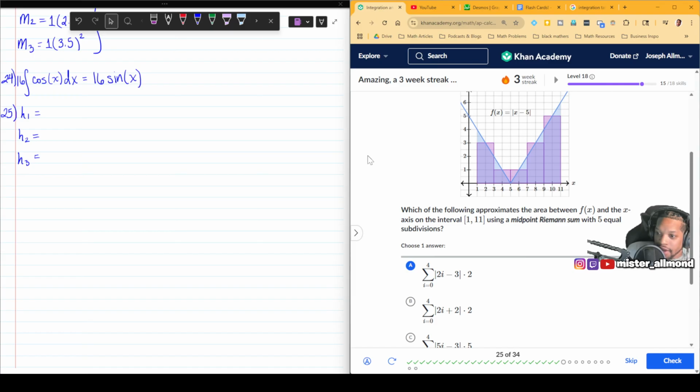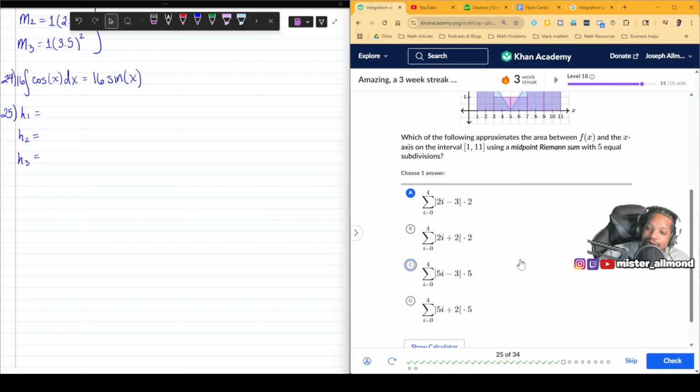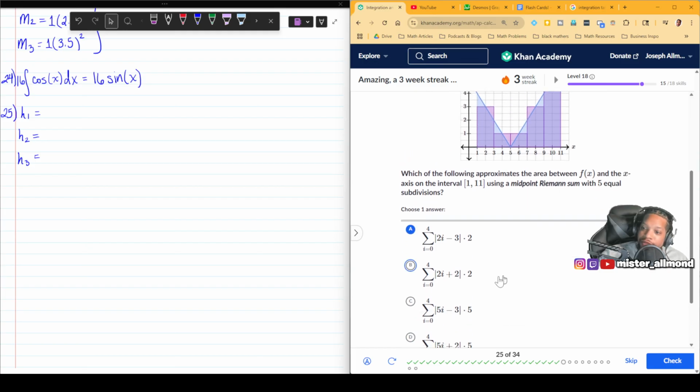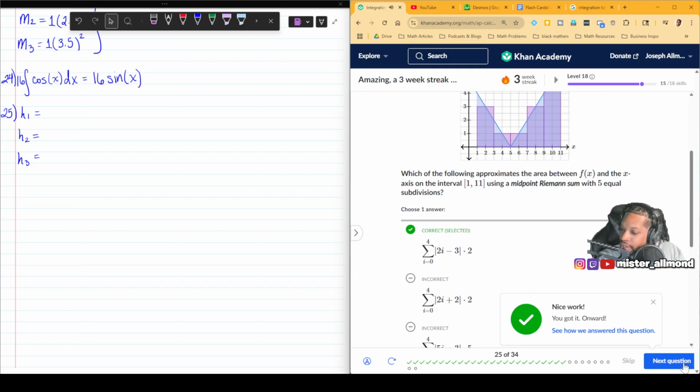All right, so if i is 0, then we get -3 for my first height. If i is 1, then we get negative... Okay, yeah, it's A. It's A. I'm so glad I double checked. Ooh, I would have been mad. So that's the height, and then times the width is 2. Let's go. I'm so glad I got that one right.